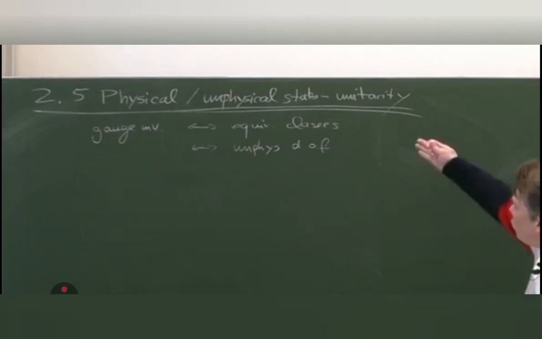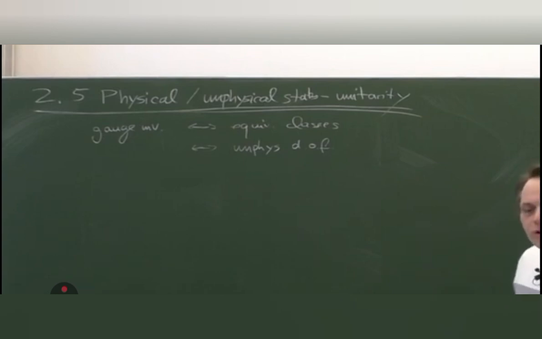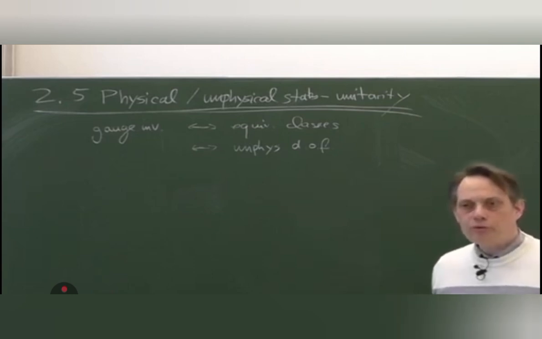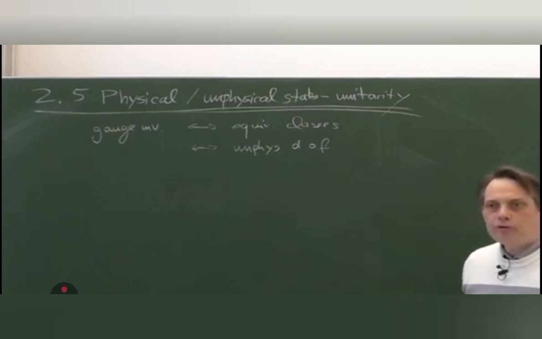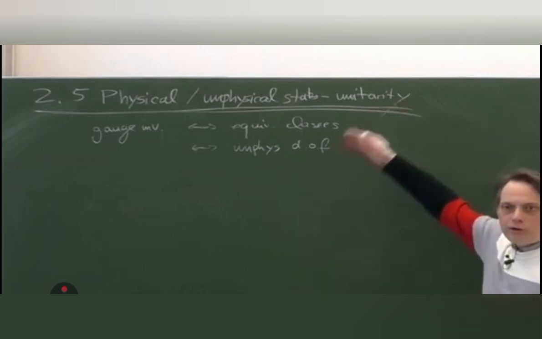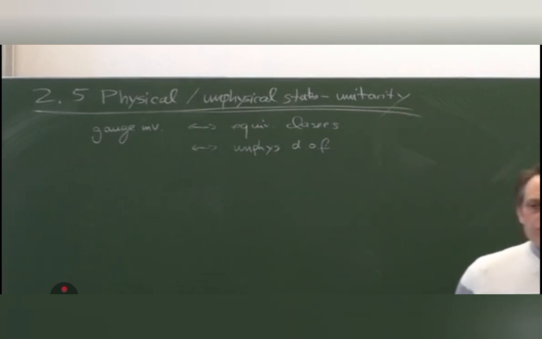And today we want to go a little bit deeper in this direction and want to discuss physical versus unphysical degrees of freedom, physical versus unphysical states. And in particular, the highlight of today's lecture will be the proof of unitarity of the physical S-matrix, which is a hallmark of the correctly quantized gauge theories.